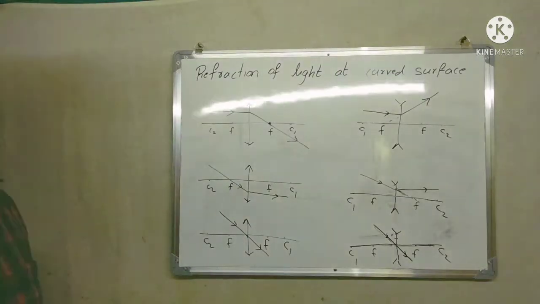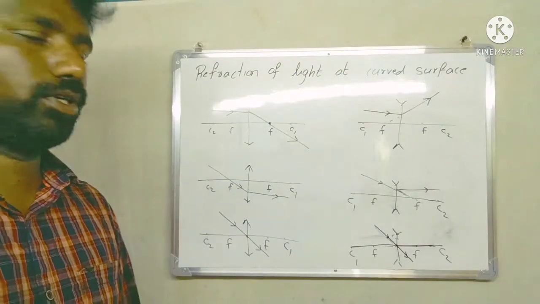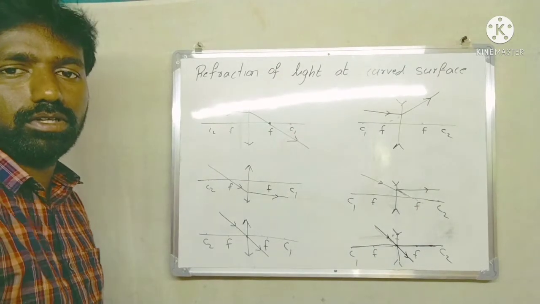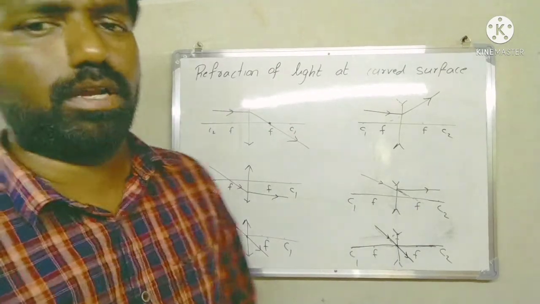These three rules are very important for drawing the rest of the diagram series related to the concave lens as well as for the convex lens.